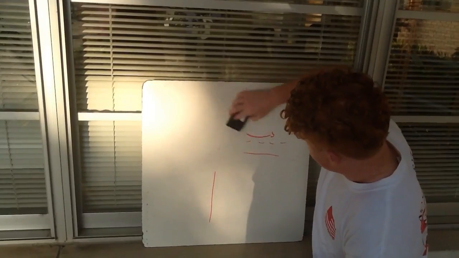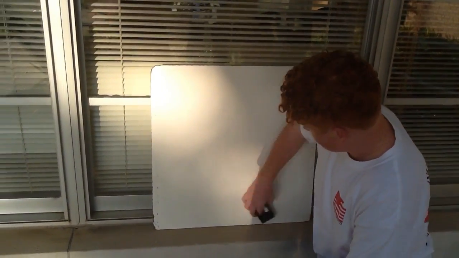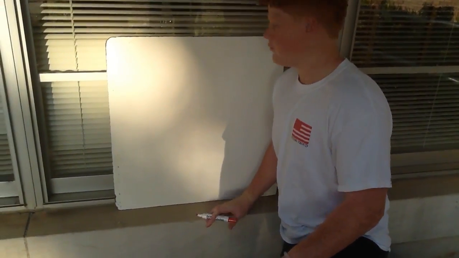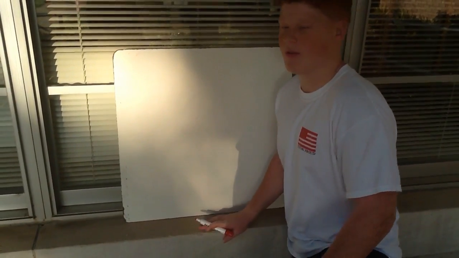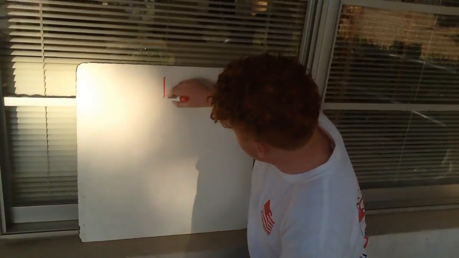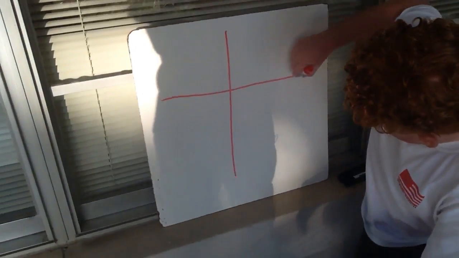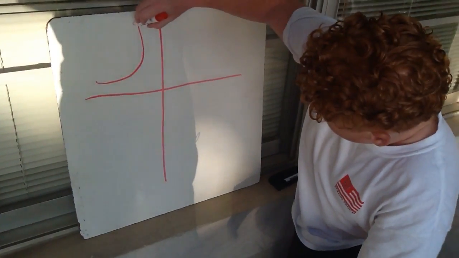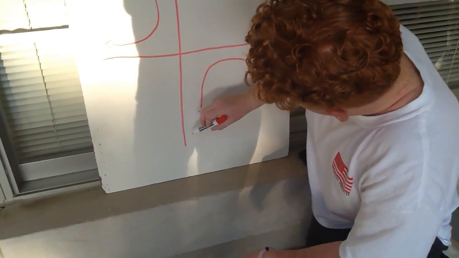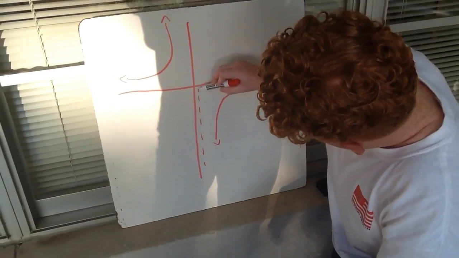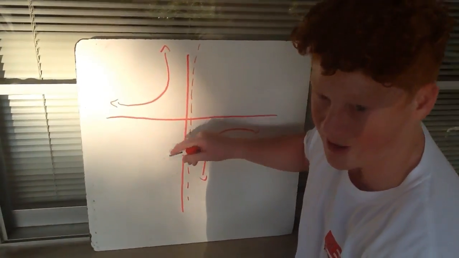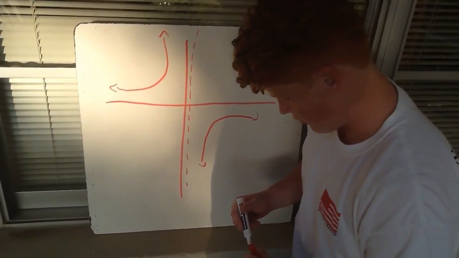Now we need to do vertical. With vertical asymptotes, it's kind of the same thing. It's where no point on the function crosses a certain point on the graph. So for this function, say we have this, our asymptote would be right here because no point on either part of the function goes across or past this line.